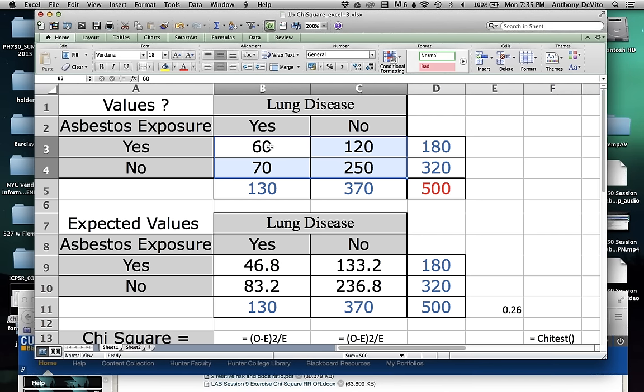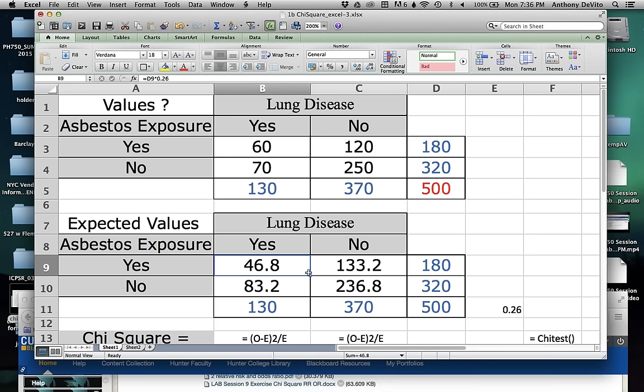Now, do I really expect my observed values to be exactly the same as my expected values? No, they can't be. If I took 180 people who were exposed to asbestos and asked them, I'm not going to get 46.8 people with lung disease, right? It's never going to be exactly the same. Sometimes it's going to be a little bit more, sometimes a little bit less, assuming there's no association. In other words, if the exposure were to dandelions rather than asbestos, I'd expect these numbers to be roughly the same as the expected numbers.